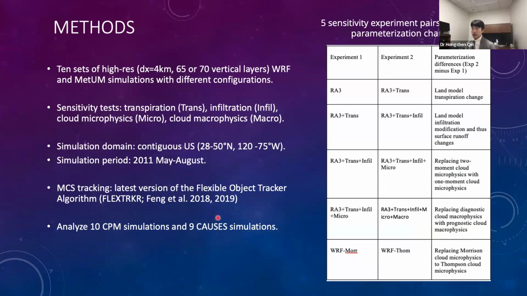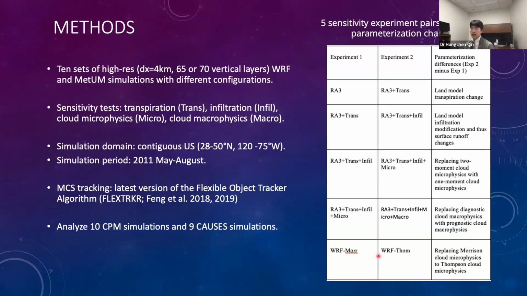Within our simulations, we have 5 pairs of sensitivity tests where the model changes can be attributed to a single parameterization change. For example, RE3 versus RE3 plus trans, we know the model behavior difference is due to plant transpiration enhancements. The RE3 plus trans versus RE3 plus trans plus infill, we know the model behavior changes can be attributed to surface infiltration enhancements. Furthermore, with Morrison versus with Thompson, we know the model behavior changes can be attributed to cloud microphysics. So we have these 10 sets of high-resolution WRF and NEMO simulations in different configurations with sensitivity tests on transpiration, infiltration, and cloud physics.